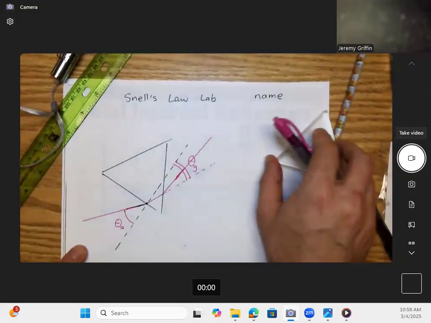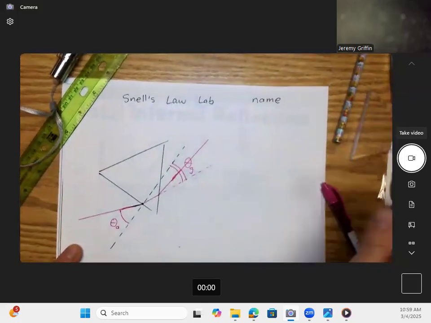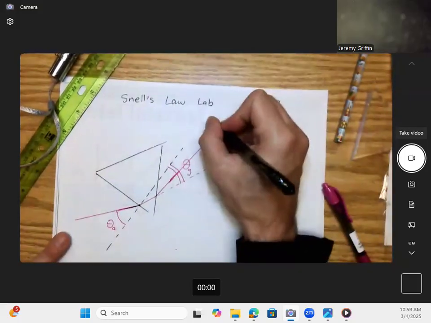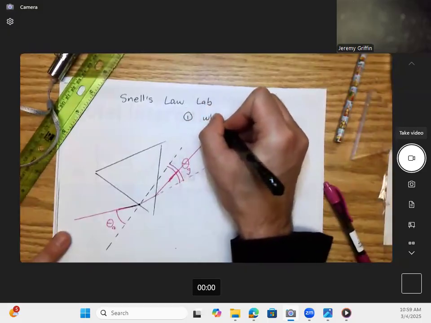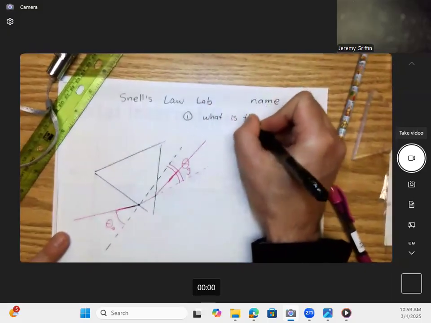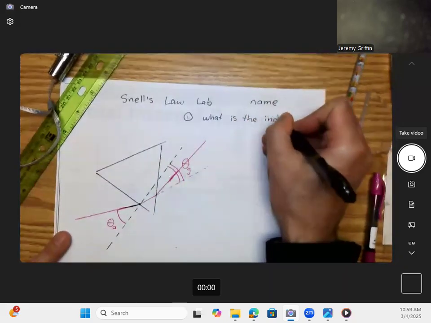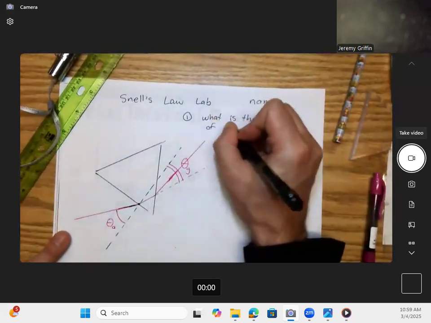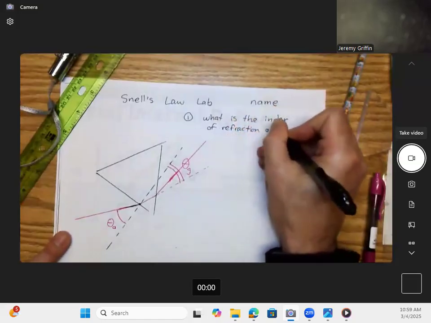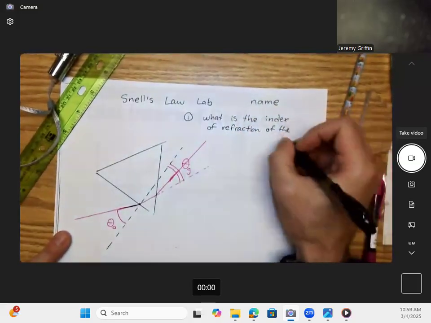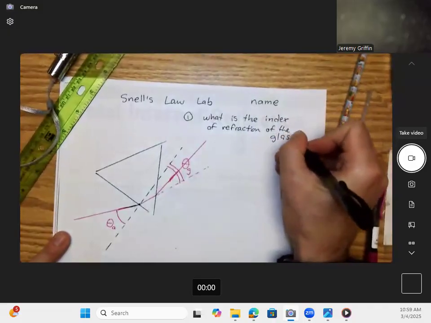Now, what's the goal of this lab? I want you guys to find two things. Question number one is: what is the index of refraction of the glass? All right, that's question number one.